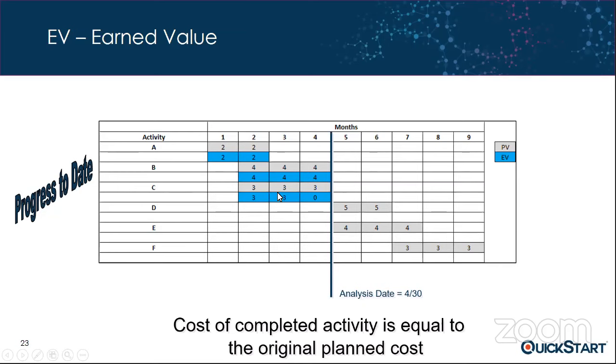But now if we look at task C here, we can see that the planned cost was 333 across the board here for 3 months. But you'll notice that our progress to date, we only actually got 2/3 of this.